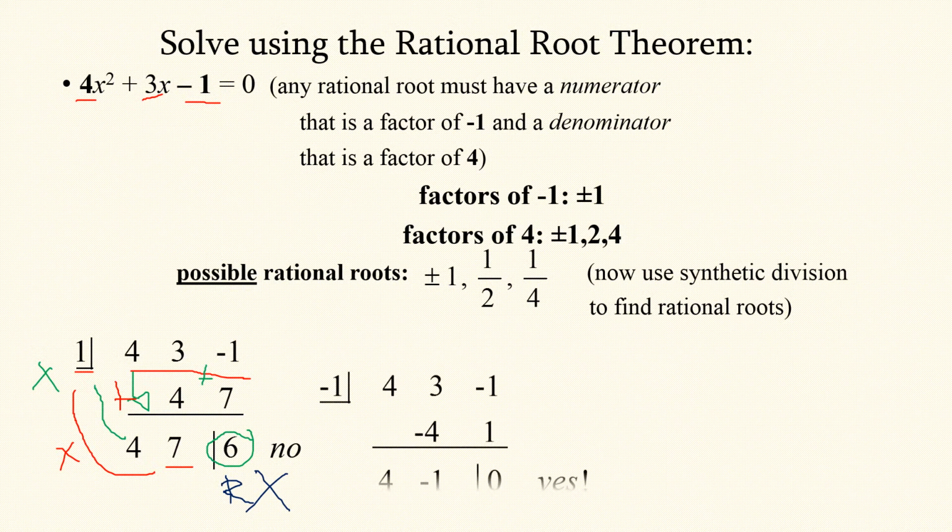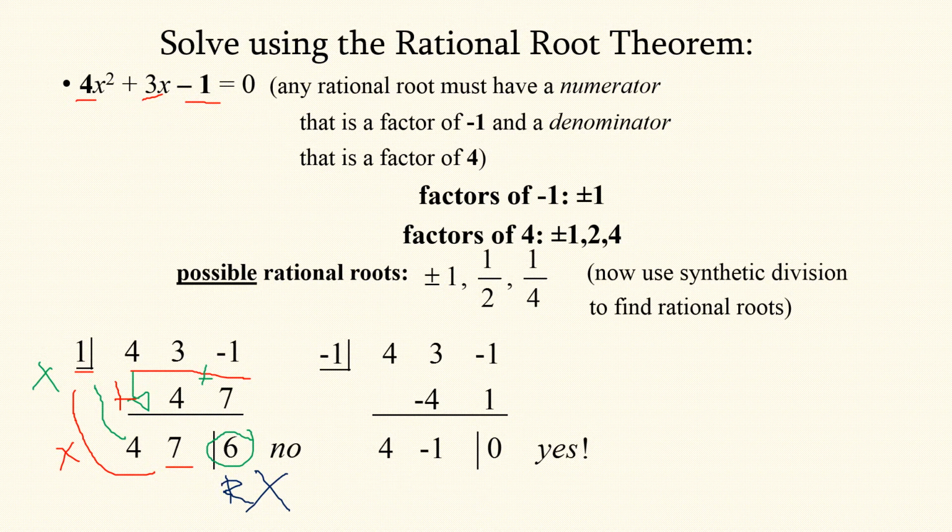Next, try naman natin yung -1. So, kapag -1, same procedure lang siya. So, i-bring down muna natin yung ating 4. Then, after that, ita-times natin siya sa -1. So, kapag tinimes natin, makukuha ay -4. Then, after that, i-add natin siya. So, 3 plus -4 will give us -1.